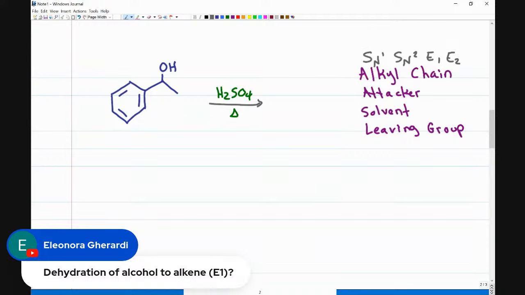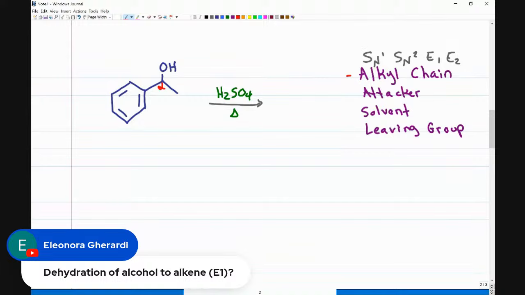So first of all, I'm going to show you how to use the checklist, but in addition to that, I want you to recognize that H2SO4 and heat, when you're dealing with an alcohol, is most likely going to go for an E1 reaction. So starting with the alkyl chain, I'm looking at the alpha carbon.